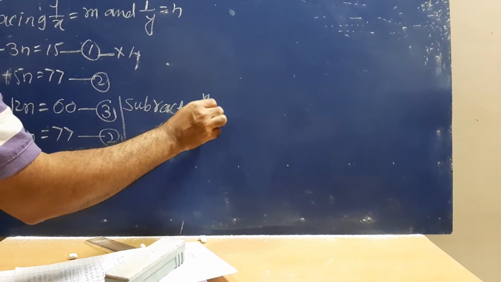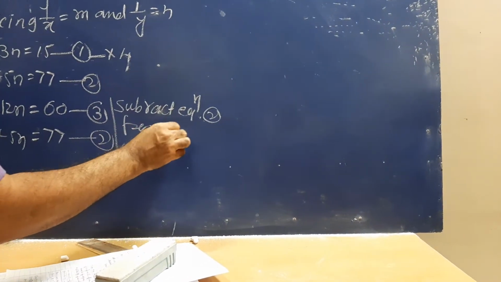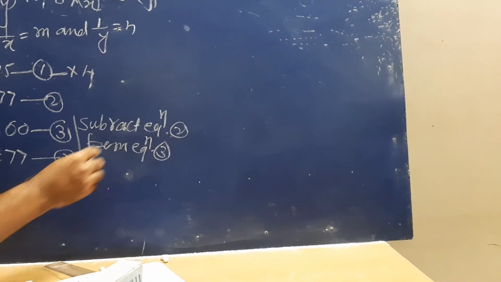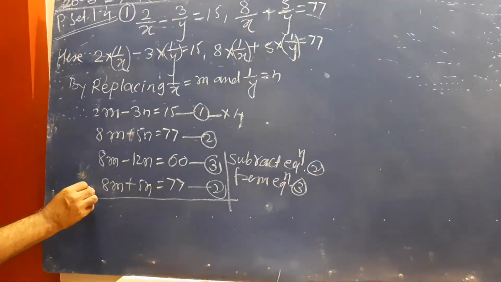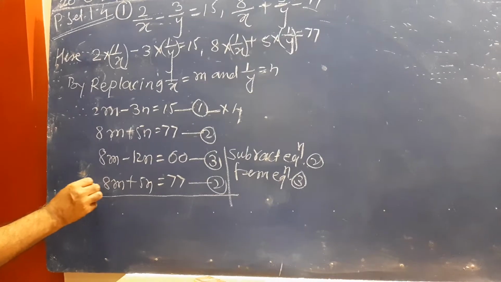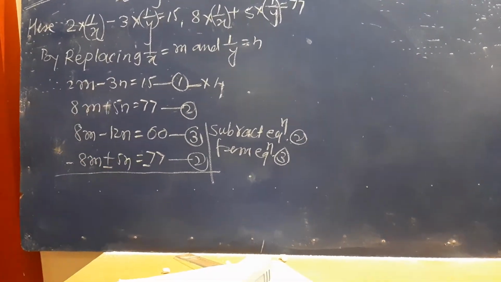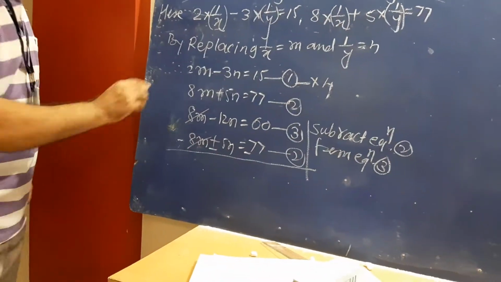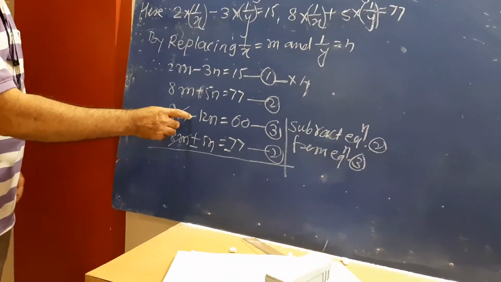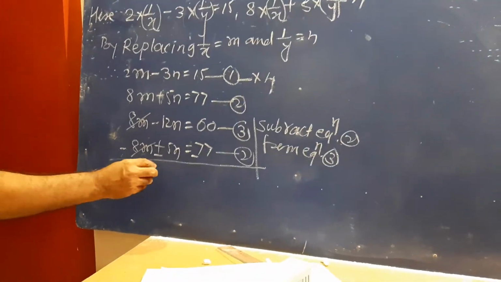Subtract equation 2 from 3. We get, by changing the sign, plus minus, minus become plus and minus plus become minus. 8m minus 8m gets cancelled. These are same sign, that means addition with same sign.